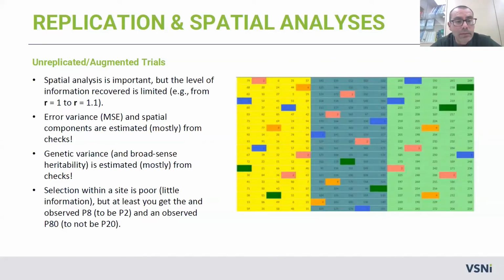The other thing that happens with lack of replication, because this is just very poor replication, is that the replication occurs through the checks. And the checks are really the ones that are estimating the MSE, and are the ones that are actually estimating the genetic variance too. So if you're analyzing these sort of trials, the checks are really having the stick on it. So they're really ruling what's happening in there. So everything else needs to be considered with a little bit more carefulness.